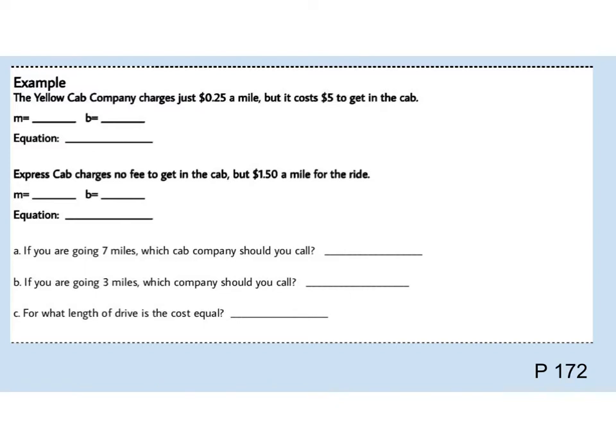So here's our first example. Yellow Cab Company charges just 25 cents a mile, but it costs $5 to get into the cab. So our rate, 25 cents a mile, is going to be our slope. And our 0, if I go 0 miles, how much is it going to cost me? It's $5 to get into the cab. So my equation is y equals 0.25x plus 5.